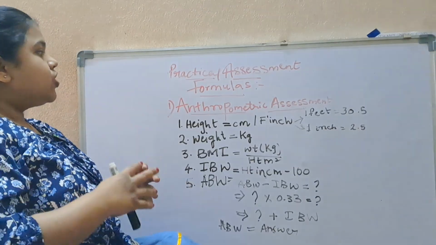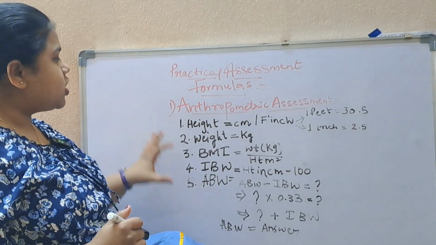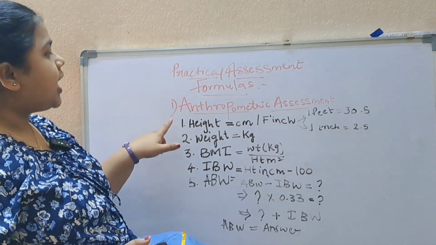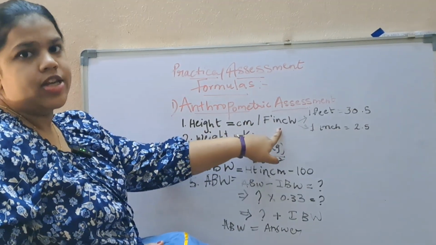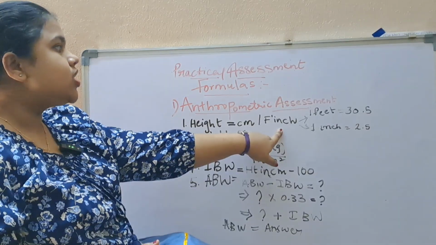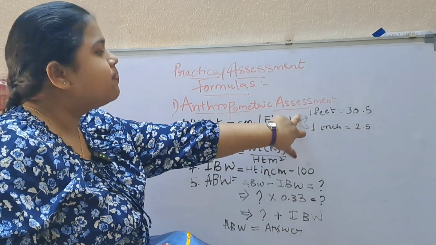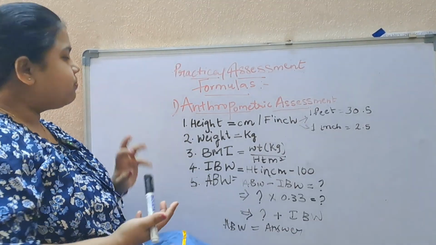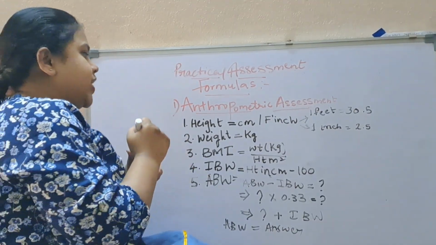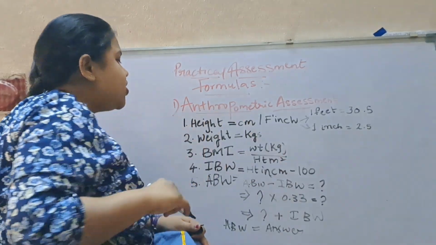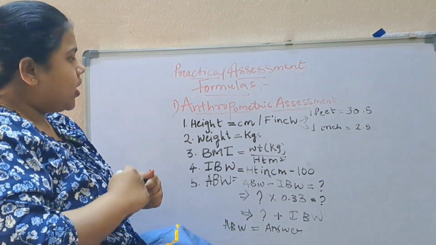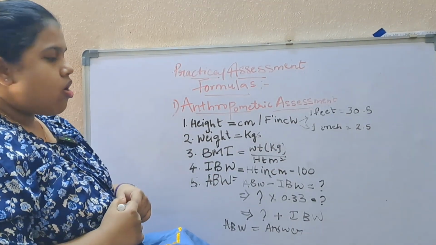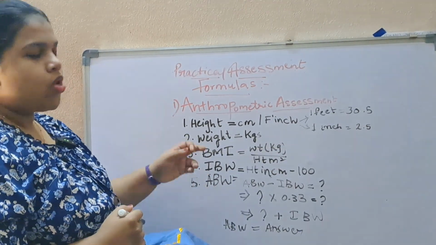These are the formulas of these five assessments. Here you can see I wrote height in centimeters and also feet in inches. If a person tells you in feet and inches, you have to calculate using this, and if a person directly tells you in centimeters, you can directly note it down. Next, we take weight in kgs only. The third one, which is very important, is BMI: the formula is weight in kgs divided by height in meters squared. This is the formula of BMI, body mass index.